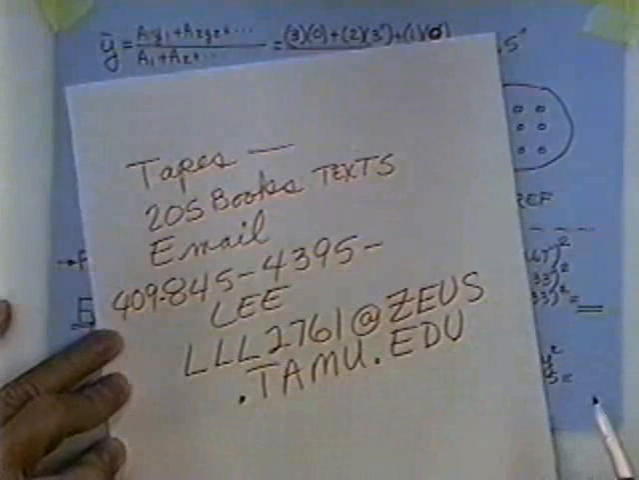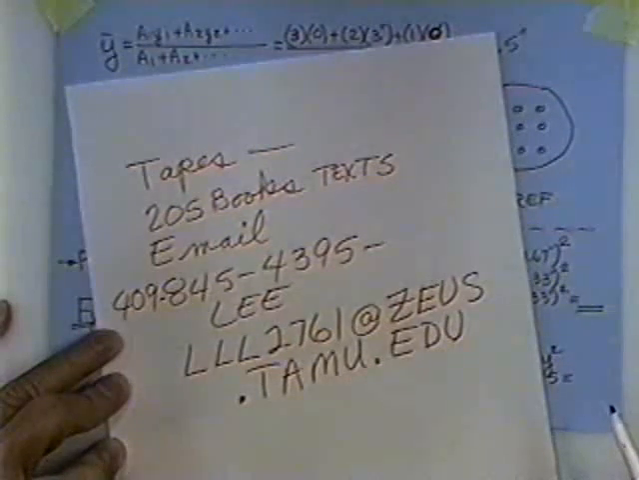zeus.tamu.edu. Chris, does this white paper come through glary, and is the blue paper better? Or does it really matter?